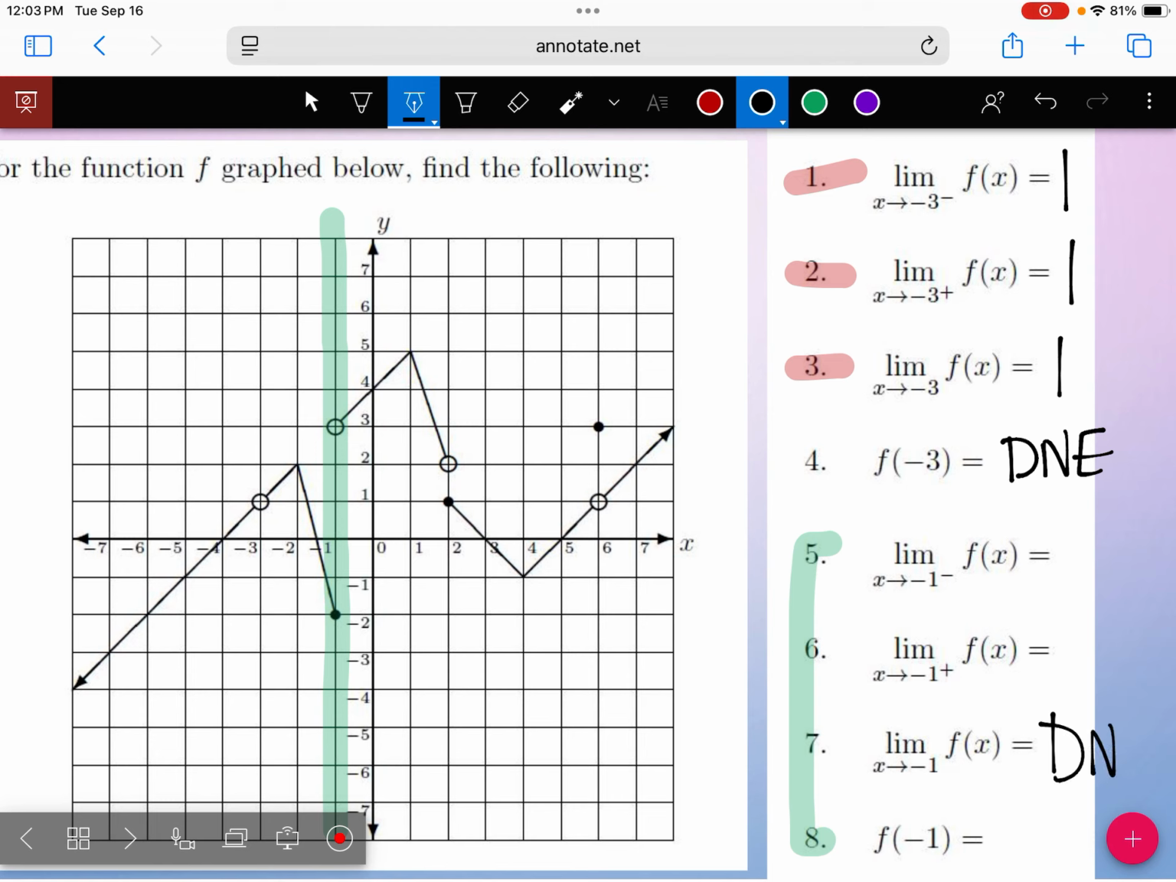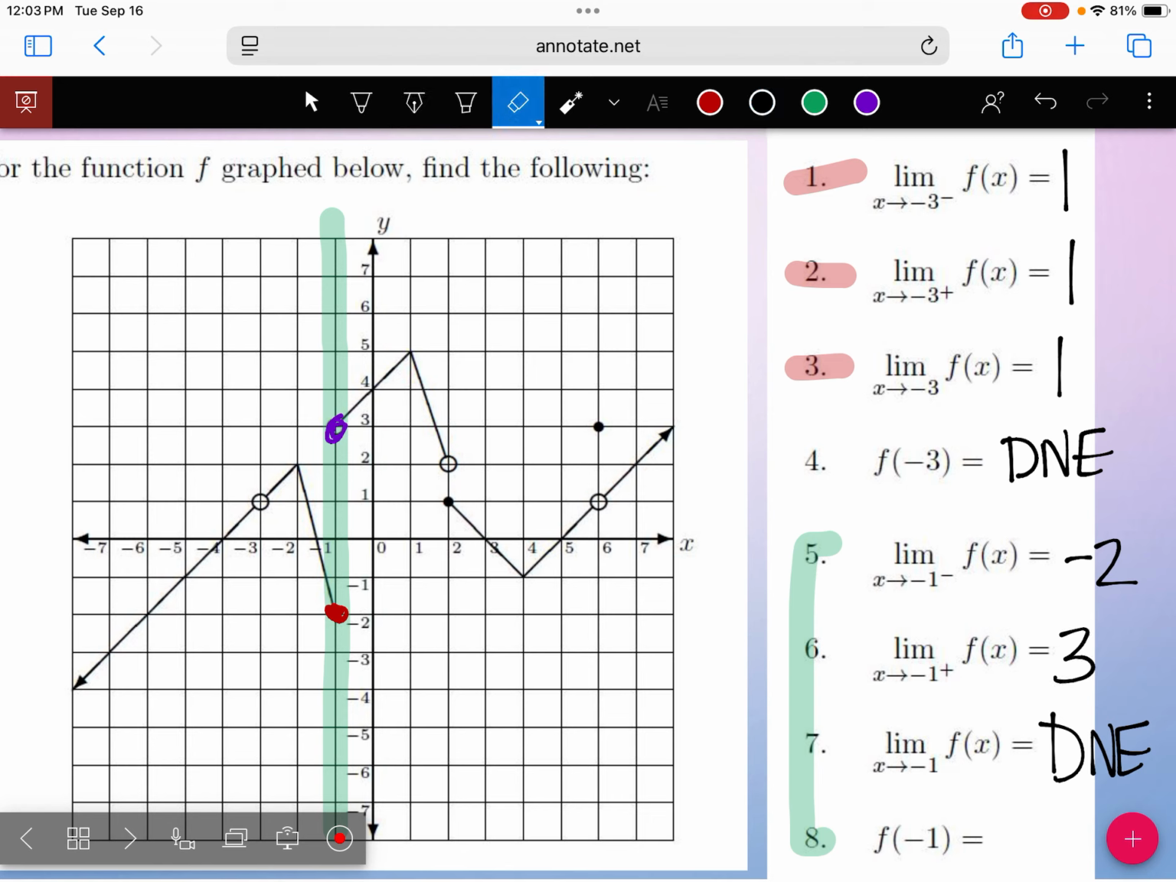Number 5 is asking about this point because this point is on the left side. It's coming from the left side. And this point is coming from the right side. So the limit from the left would be -2. And the limit from the right would be a +3.